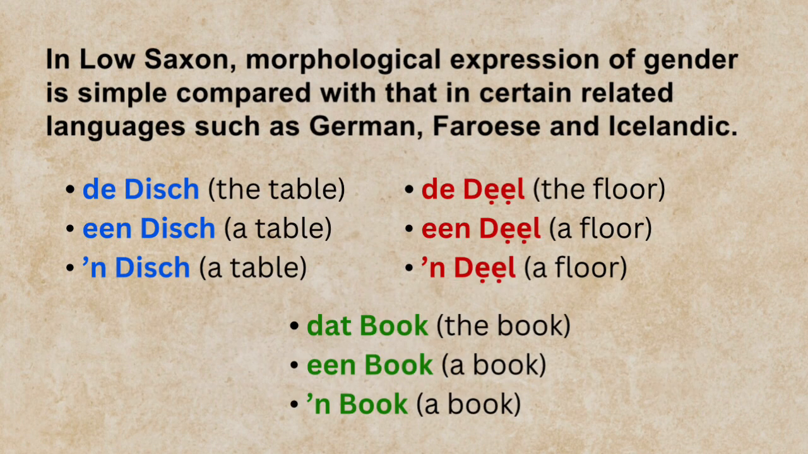In Low Saxon, morphological expression of gender is simple compared with that in certain related languages, such as German, Faroese, and Icelandic. De dish, ein dish, n dish. De del, ein del, n del. Dat book, ein book, n book.